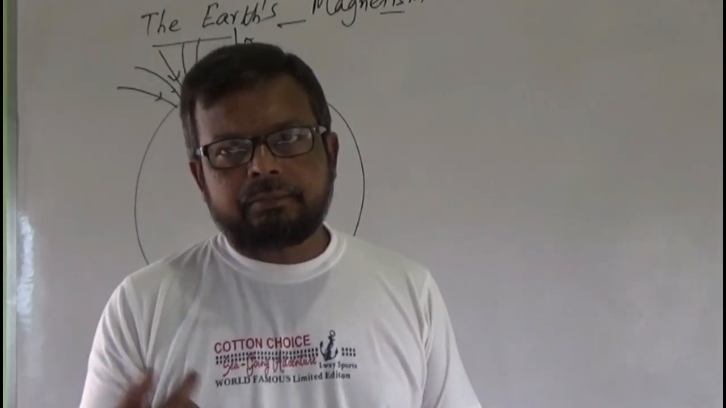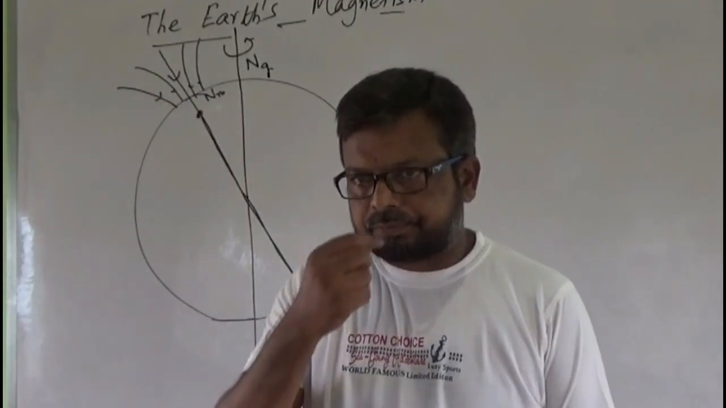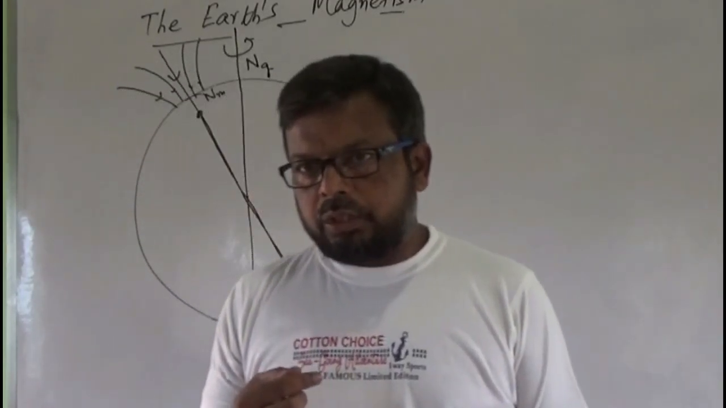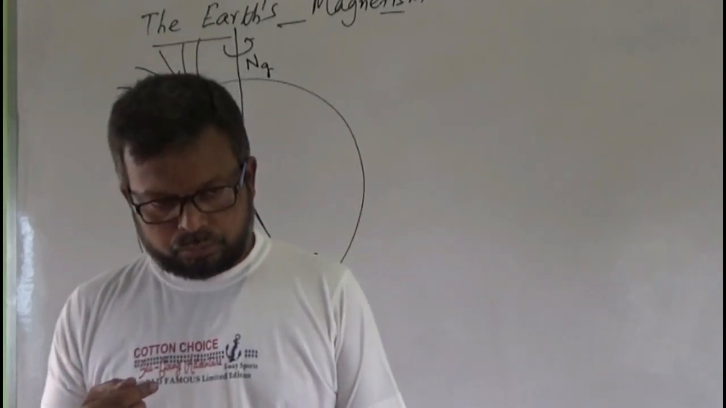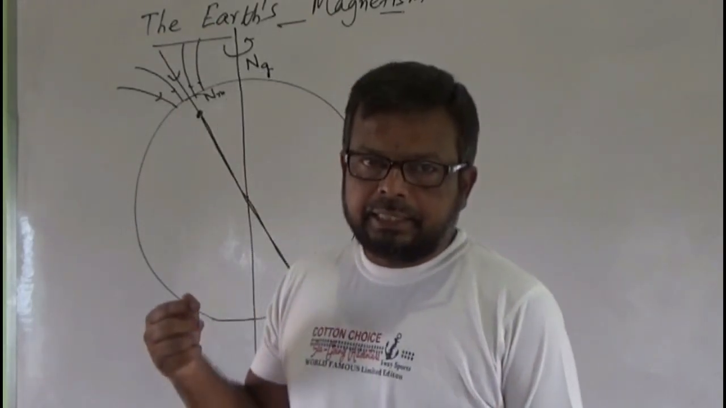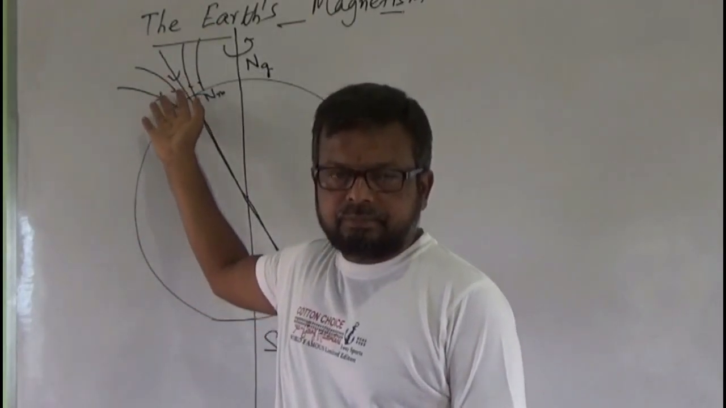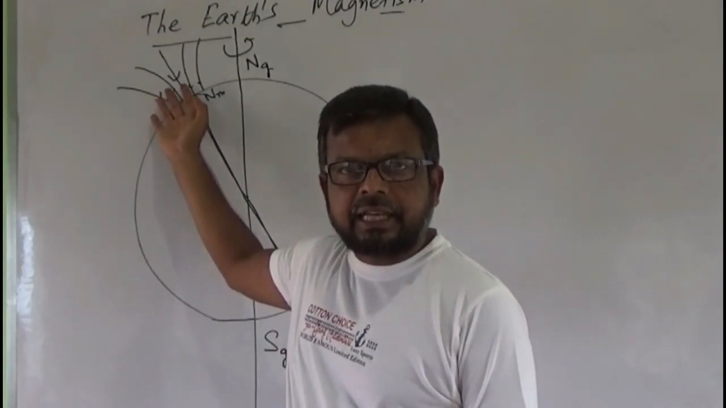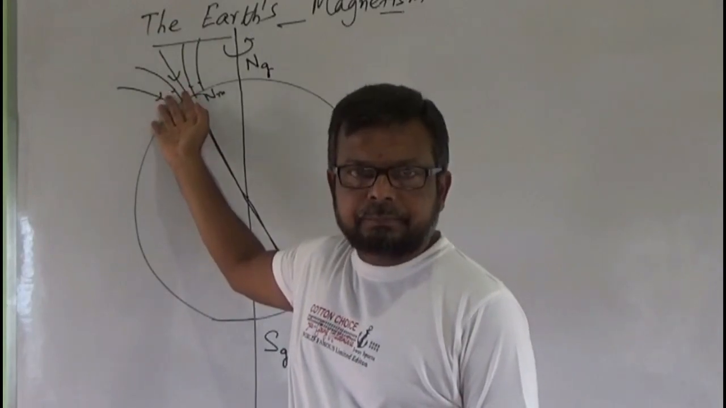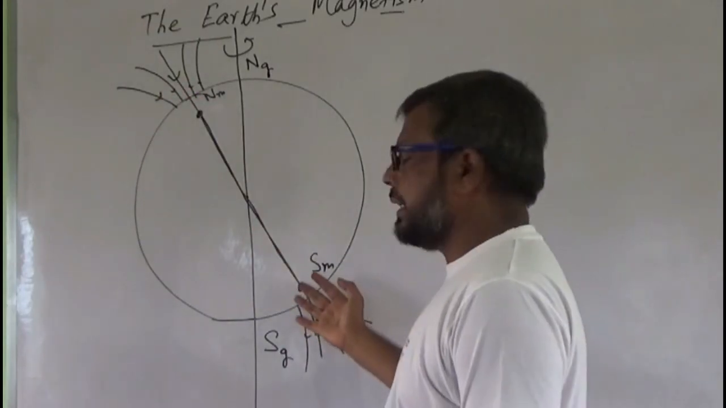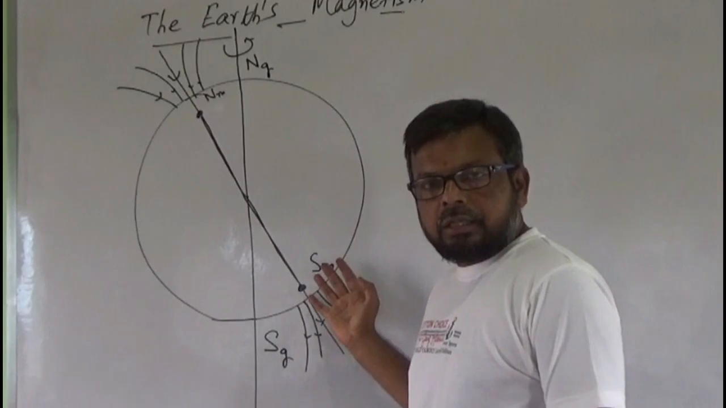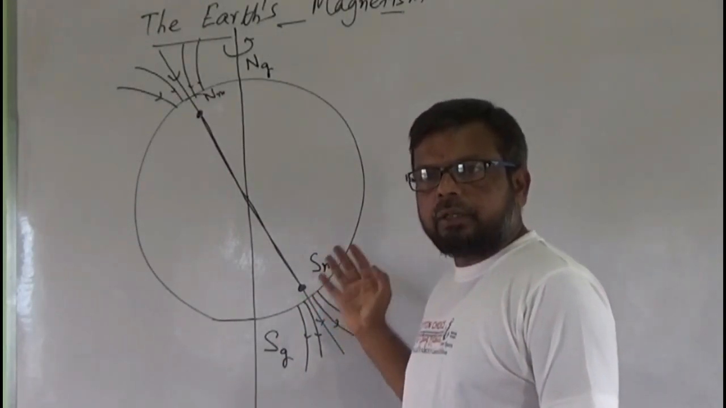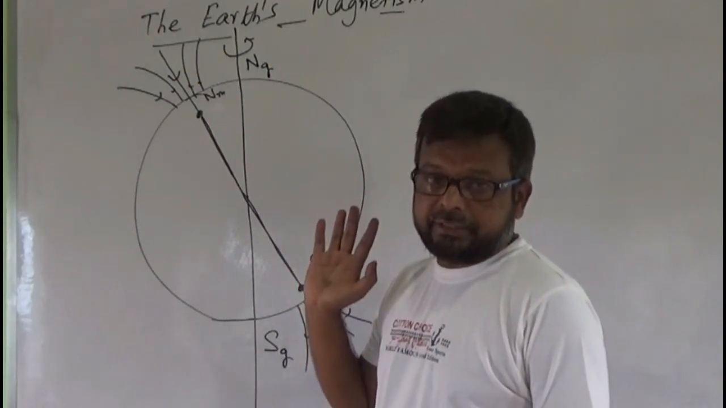In reality, what we want to say is that this Na, that is the magnetic north pole, behaves as the south pole of a bar magnet, and this Sm, which is the magnetic south pole, behaves like the north pole of a bar magnet.